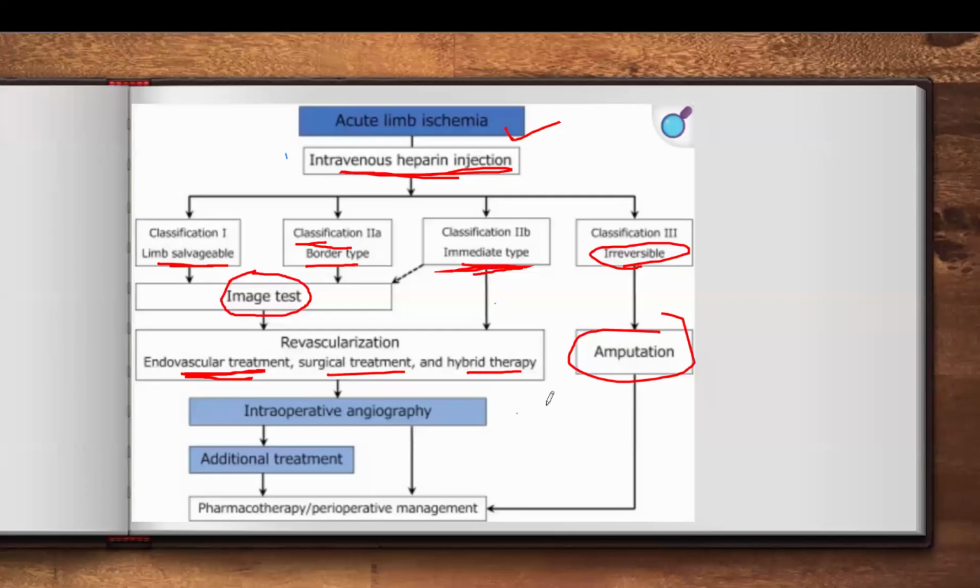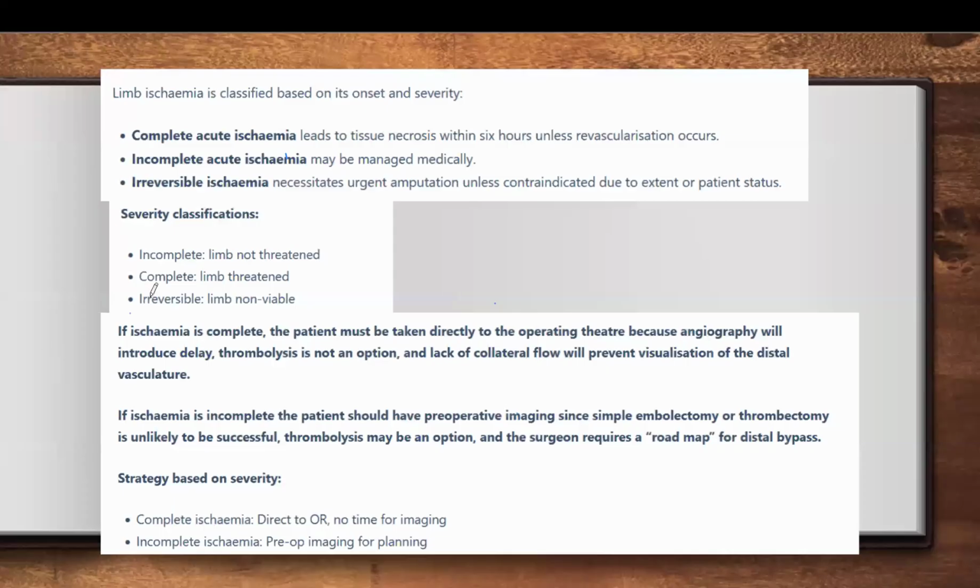Okay, so this is from Life in the Fast Lane. Life in the Fast Lane is also one of the Australian guidelines, so you can have a reference from that as well. Now they tell severity classifications: incomplete, complete, and irreversible. It is the same as the previous one, don't worry. Irreversible, limb not viable. Complete, limb is threatened, so that is either marginally threatened or immediately threatened. And incomplete is the one in which the limb was viable.